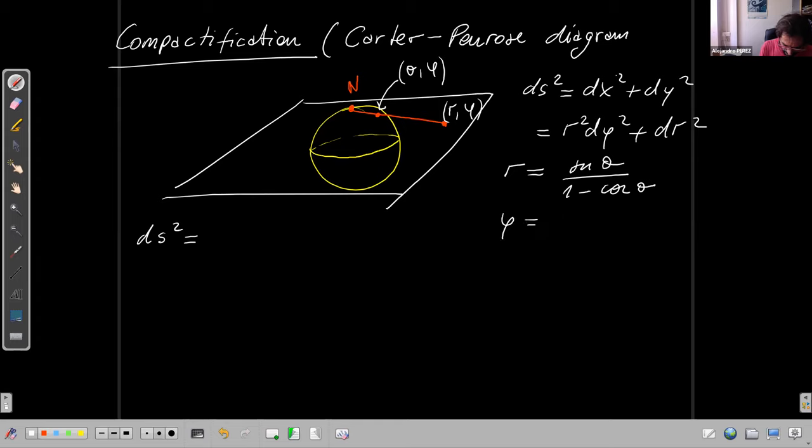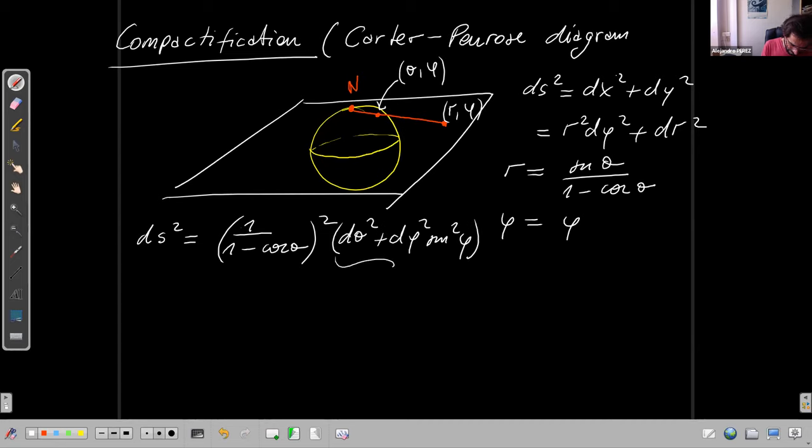And of course, phi equals phi. We have tuned things so that phi is the same. And so you find that the metric of the plane can be written as 1 over (1 minus cosine theta) squared times d theta squared plus d phi squared sine squared phi. And here you discover the metric of the unit sphere.